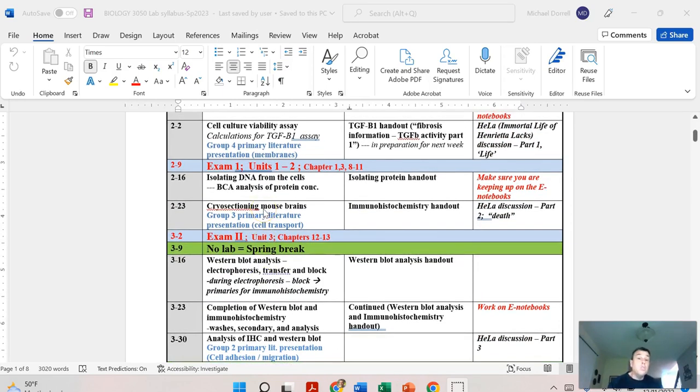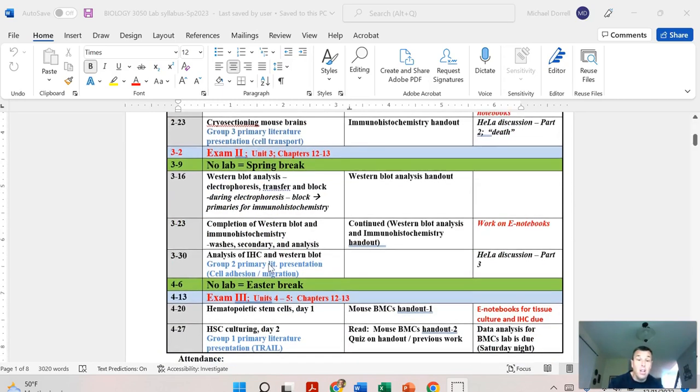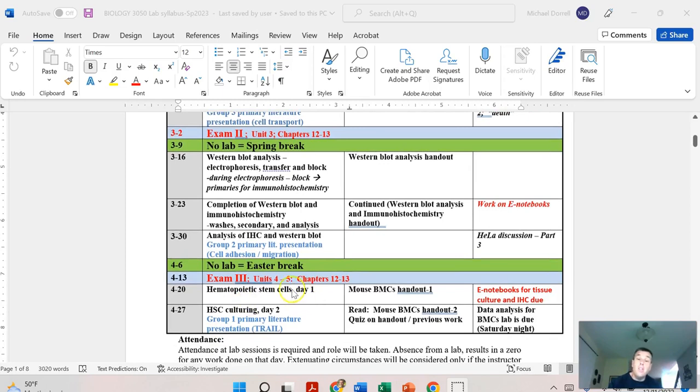You're also going to do some cryosectioning. You're going to create your own tissue slides from mouse brain, and then we're going to do immunohistochemistry of that. So we're going to stain that and use confocal to image that. And then the last couple of days, we're going to be growing stem cells in culture and differentiating them and so forth. So a lot of fun stuff to do.